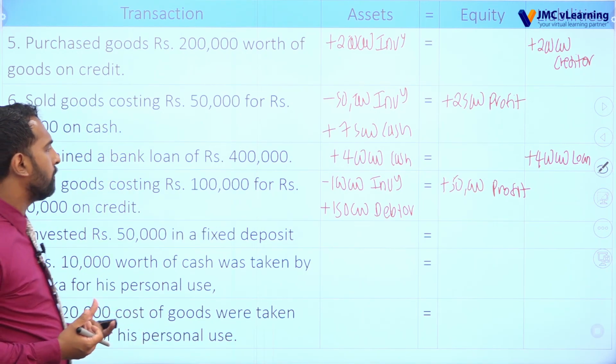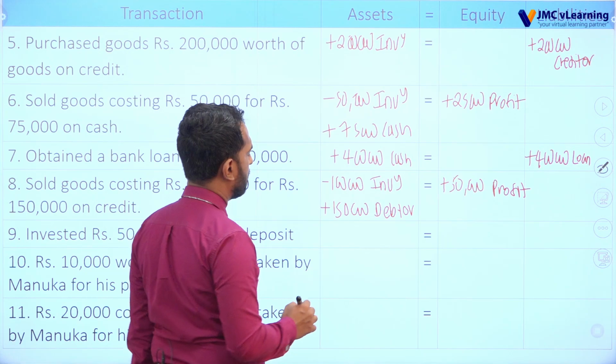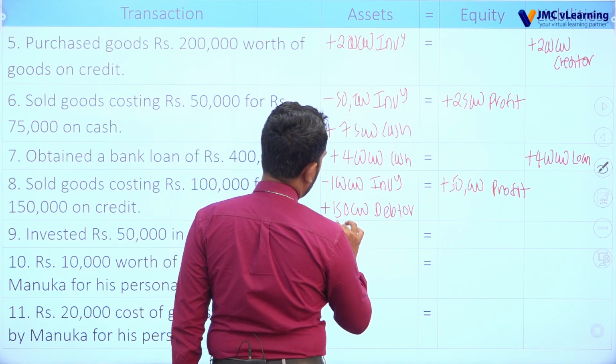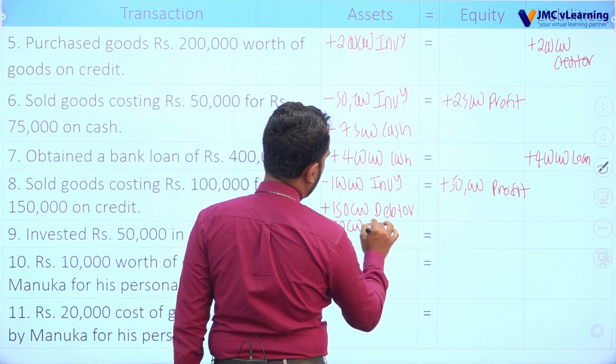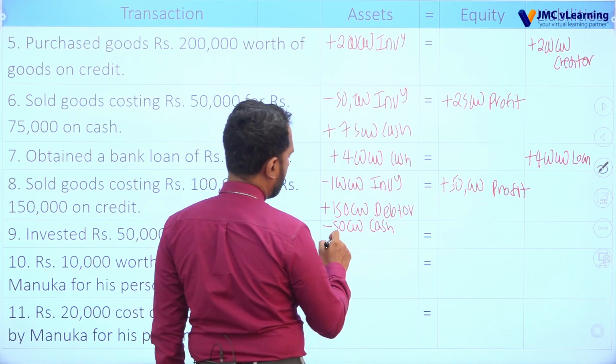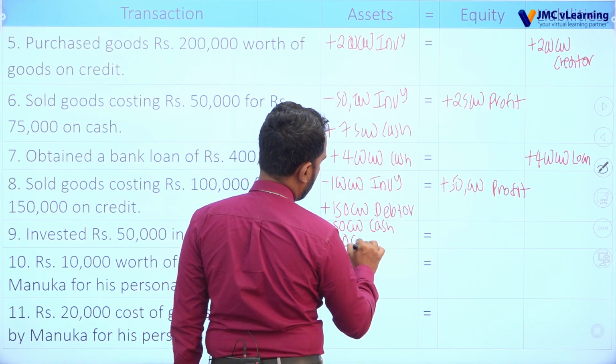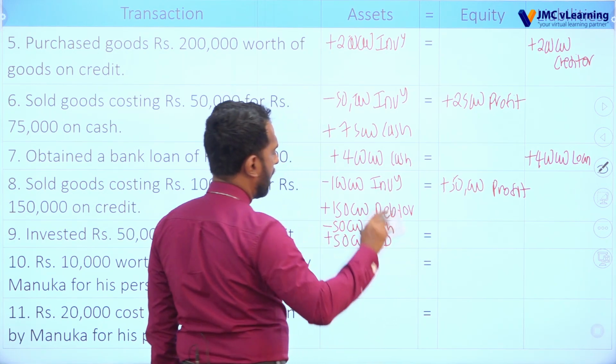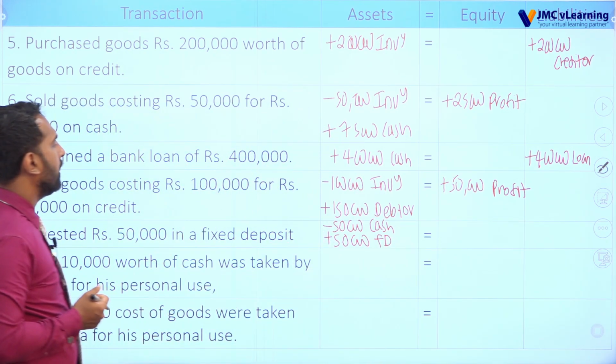Invested 50,000 in a fixed deposit. When you are investing in a fixed deposit, one side your cash balance will come down. From the cash you are taking this money, no? On the other side you are getting a fixed deposit. So the fixed deposit will increase. Cash comes down, fixed deposit will increase.